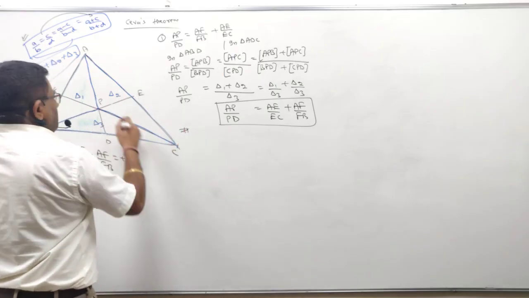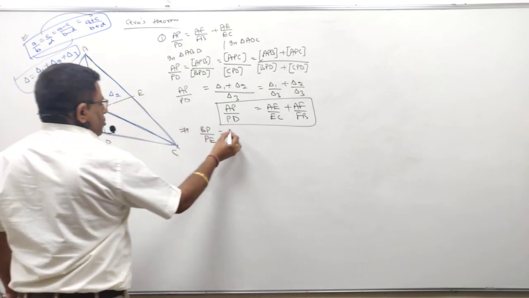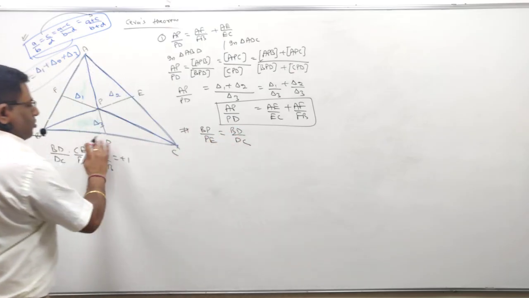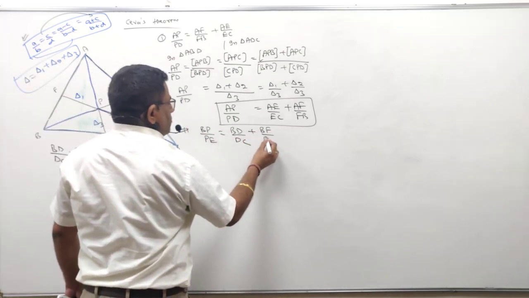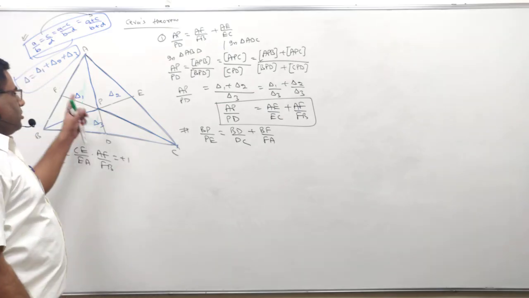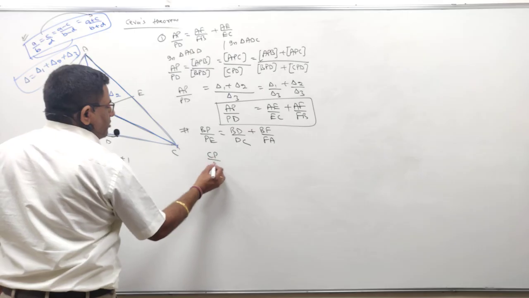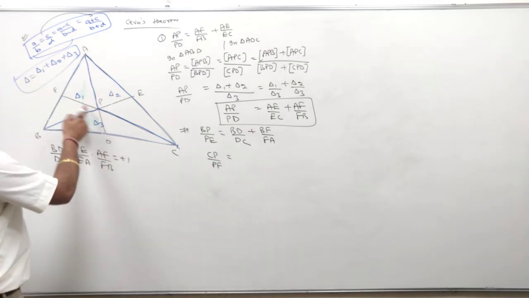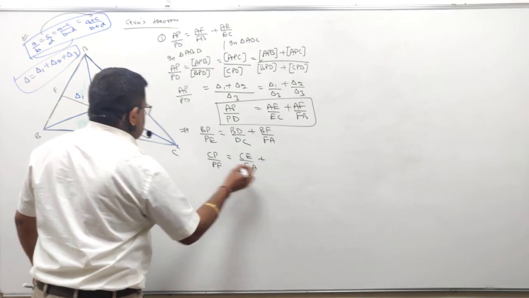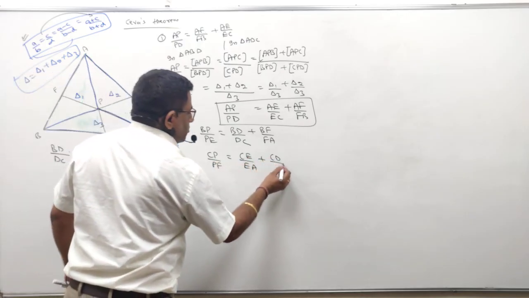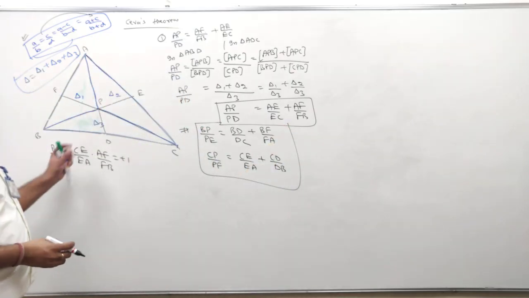Similarly, we can get BP upon PE is equal to BD upon DC plus BF upon FA. Ceva's theorem can be used for concurrency as well, whether the lines are concurrent or not. And similarly, we can get CP upon PF as CE upon EA plus CD upon DB. Hope it is clear to all of you.